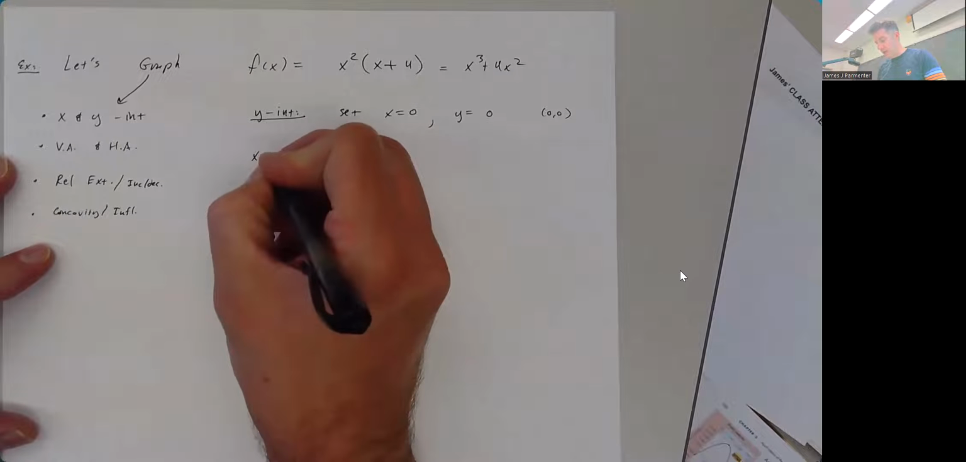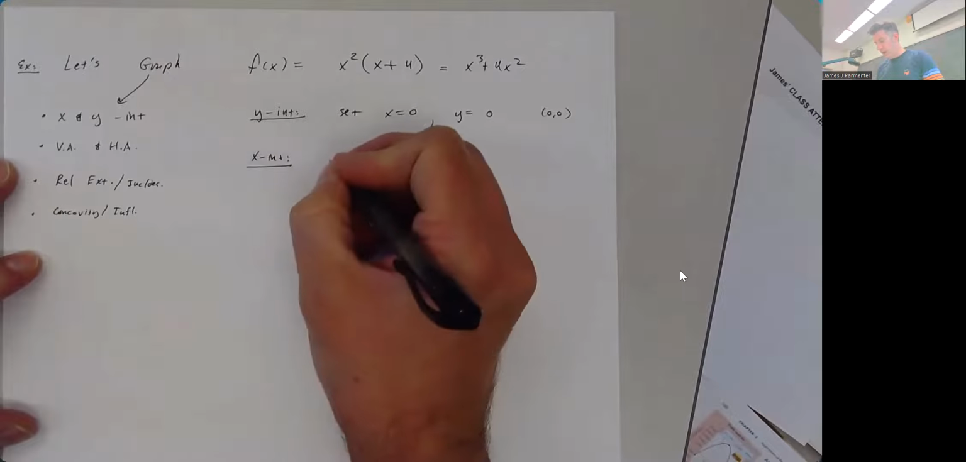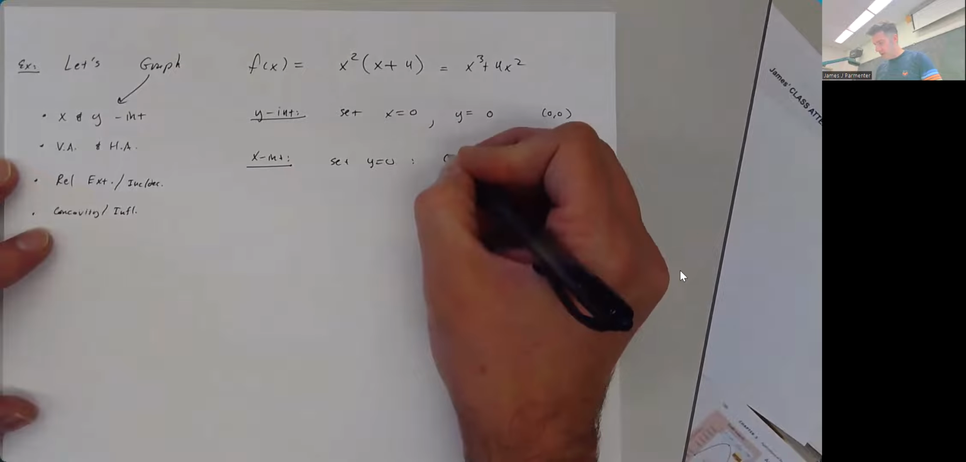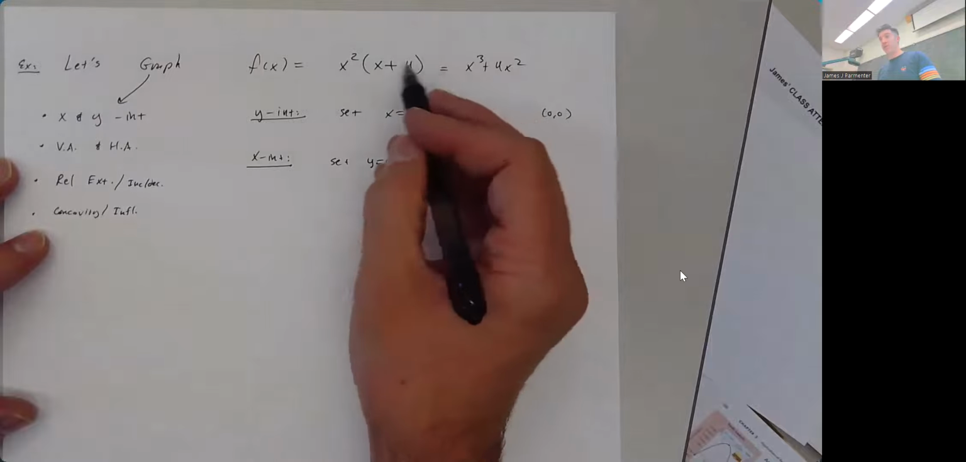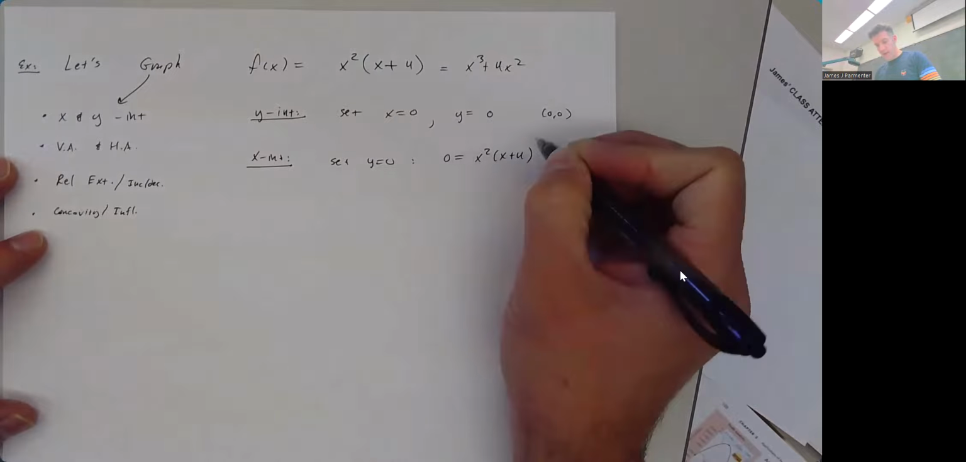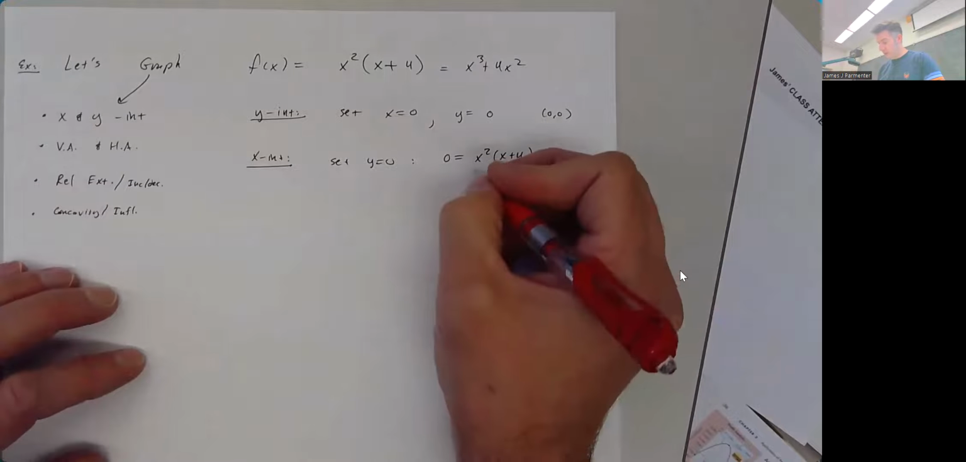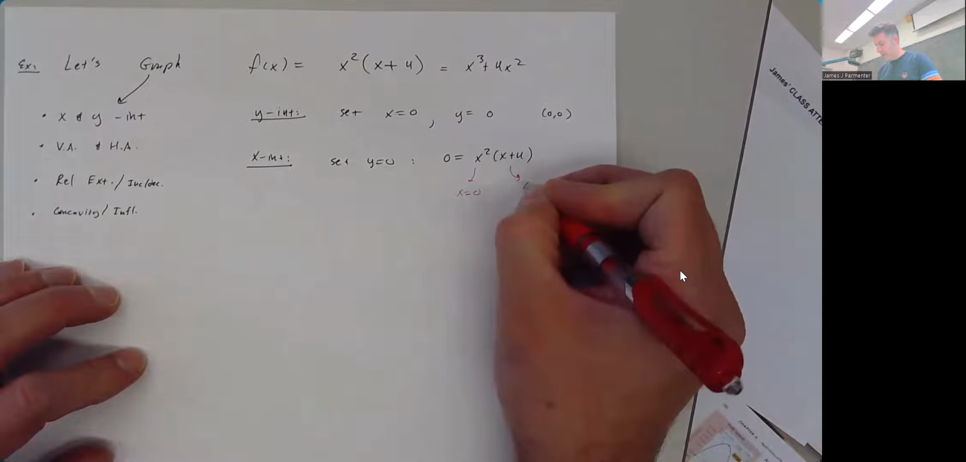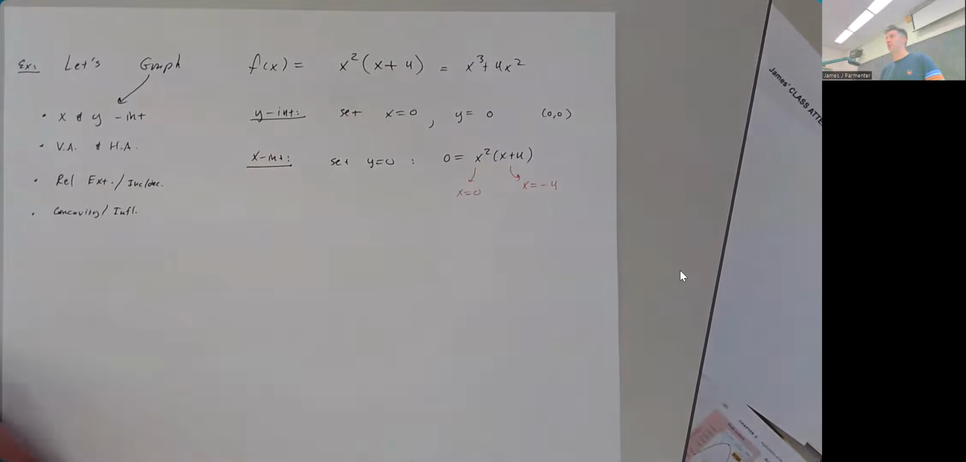So to find the x-intercepts, we're going to set y equal to 0. So setting y equal to 0, we're going to get 0 equal to, it's definitely better to look at the factored form here, x squared times x plus 4. It's more obvious, in my opinion, that we're going to get x equal to 0 as an intercept and x equal to -4 as an intercept by looking at the factored form versus the multiplied out form.